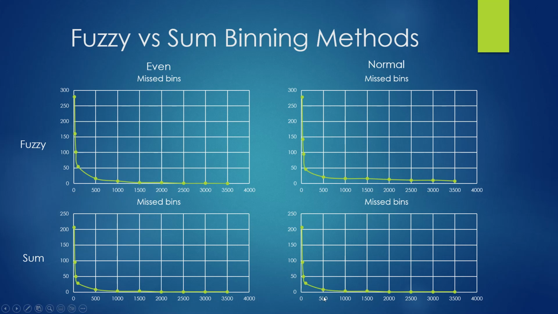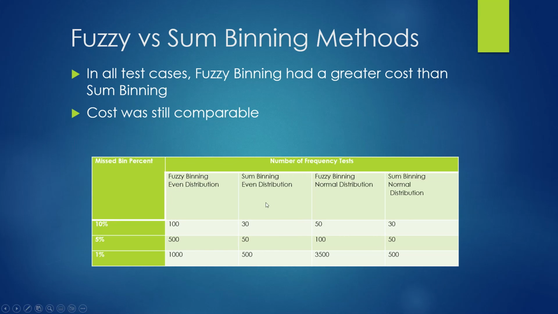And so when we compare the two, they're comparable. The fuzzy binning method is not extremely more costly than the sum binning method, but if we look closely, it is slightly more costly. So at each data point on the x-axis, at each number of tests, you'll see that the sum binning method was performing better at that number of tests. And so if we look at a summary of the table here, in all cases, like I said, the fuzzy binning method had a greater cost than the sum binning. But what's important also is that the cost was still comparable. It wasn't extremely more costly to do the fuzzy type of test, which will be important when we discuss some of the benefits of the fuzzy test.